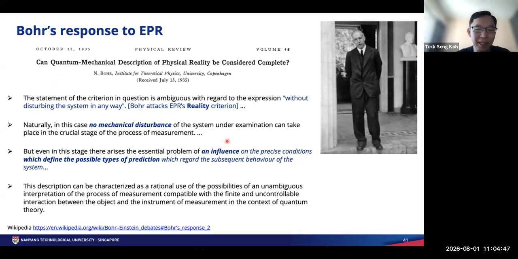But you can see from the earlier quote how Bohr can be vague. He says that there arises an essential problem of an influence on the precise conditions which define the possible types of prediction that regard the subsequent behavior. And then he talks about no mechanical disturbance. I don't do justice to this, but what I'm trying to say is Bohr's counter arguments were rather vague, in the sense that Einstein was not talking about a mechanical disturbance from Alice's to Bob's particle. Bohr did not really precisely explain what he meant by an influence or what the possible types of prediction there are. So to me, it was quite vague.